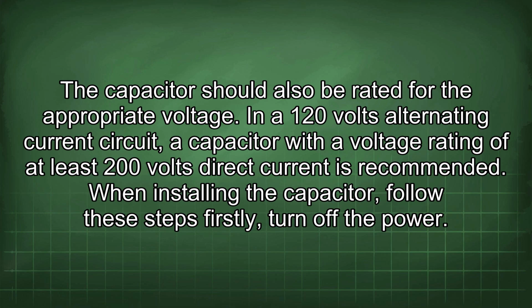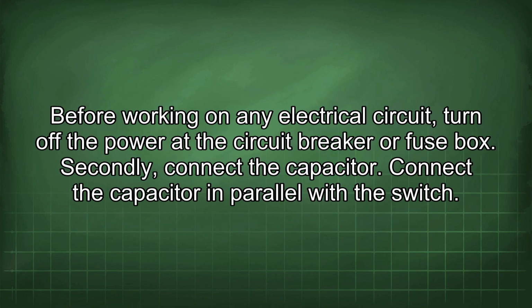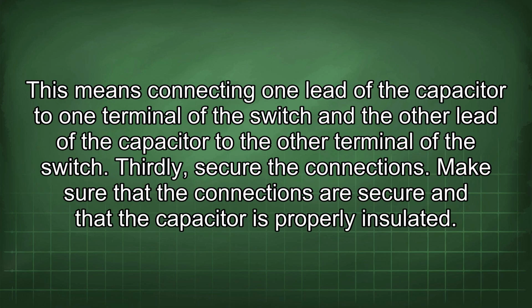Firstly, turn off the power. Before working on any electrical circuit, turn off the power at the circuit breaker or fuse box. Secondly, connect the capacitor. Connect the capacitor in parallel with the switch. This means connecting one lead of the capacitor to one terminal of the switch and the other lead of the capacitor to the other terminal of the switch.